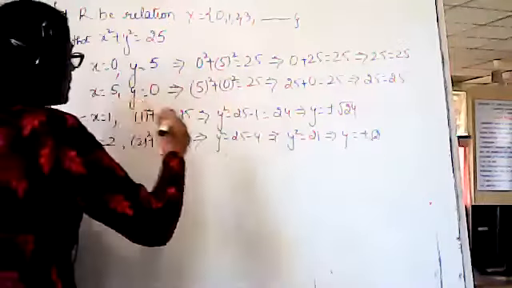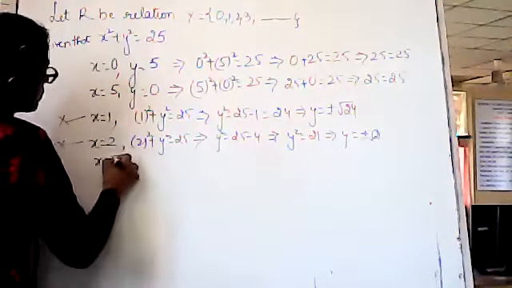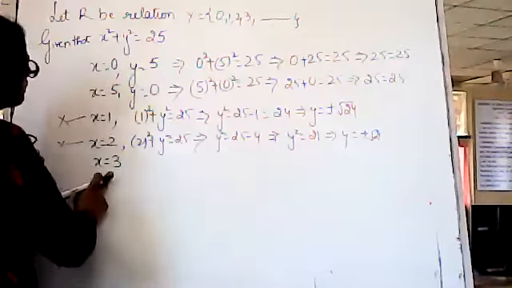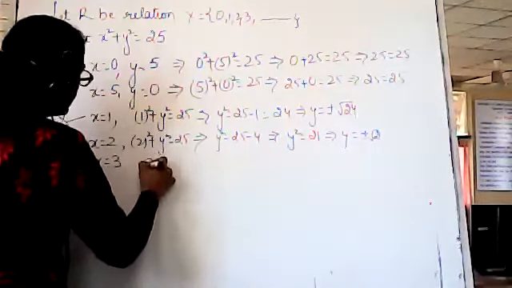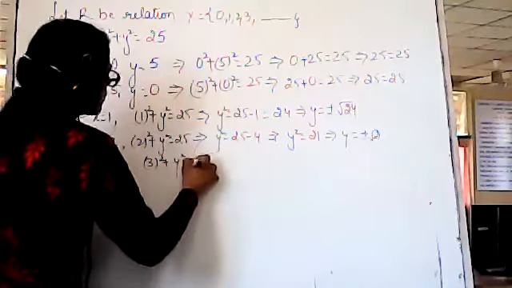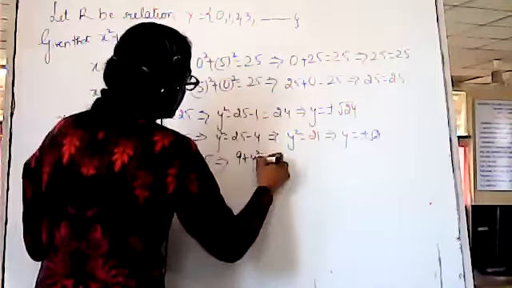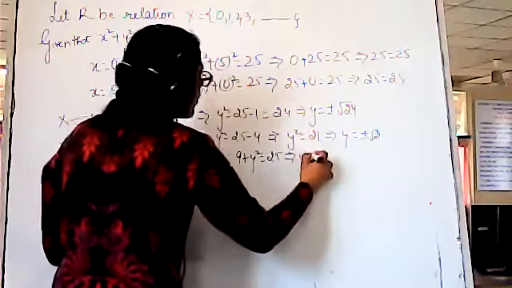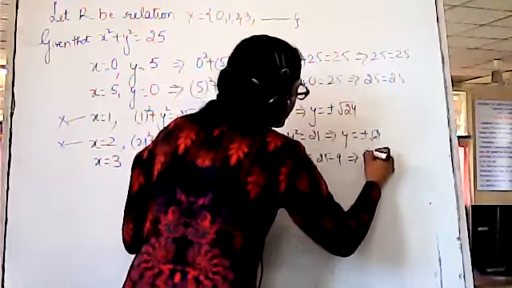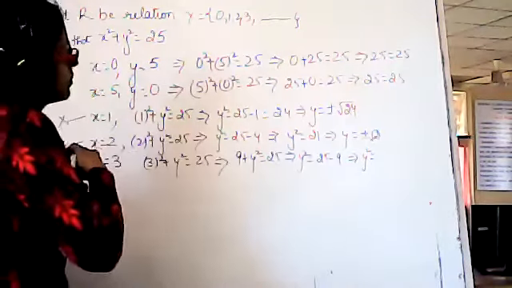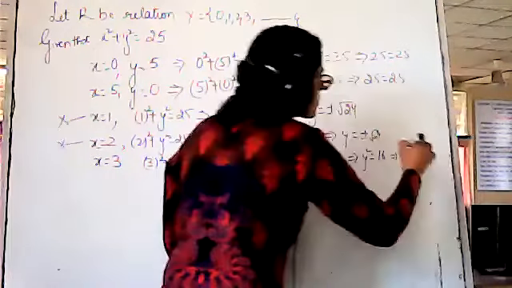So x equals 2 is also not possible. After that, x equals 3. If we put x equals 3, for this x we will have 3 squared plus y squared equals 25, which implies that 9 plus y squared equals 25, which implies that y squared equals 25 minus 9, which implies that y squared equals 16, which implies that y equals plus or minus 4.